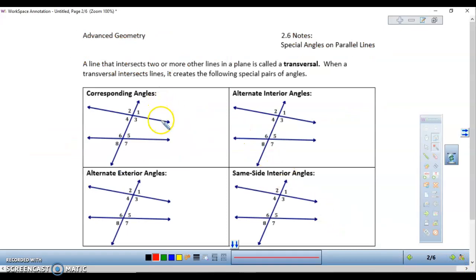Today we're going to discuss different types of angle pairs that are formed when you have two lines cut by a transversal. A line that intersects two or more other lines in a plane is called a transversal. For instance, I've got these two lines in the plane. This line that intersects both of them, we call a transversal. That line in every one of these pictures will be a transversal. Let's talk about the special angle pairs that are formed.